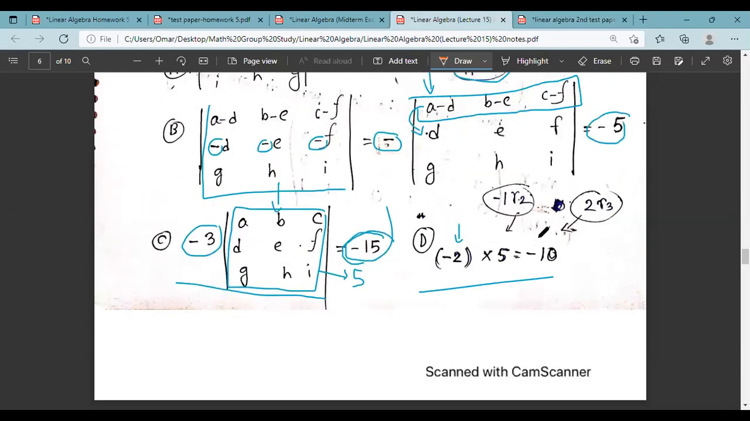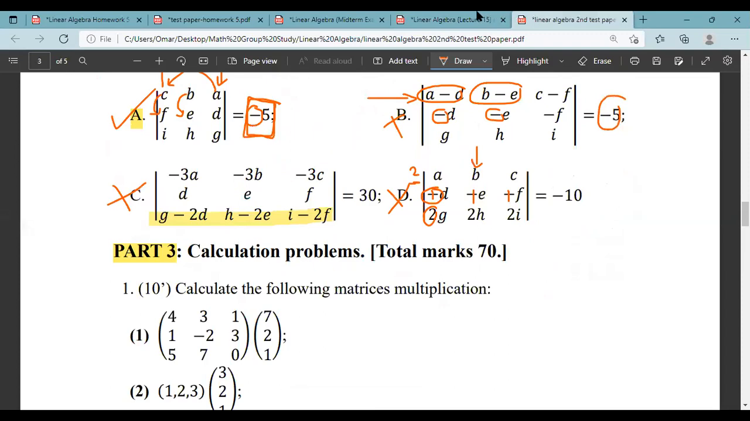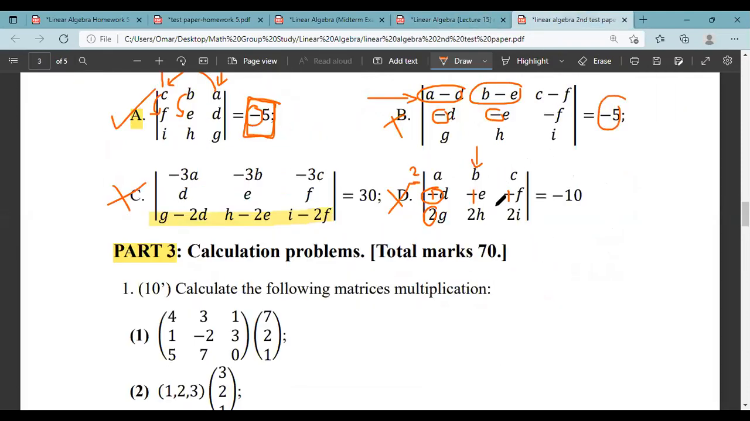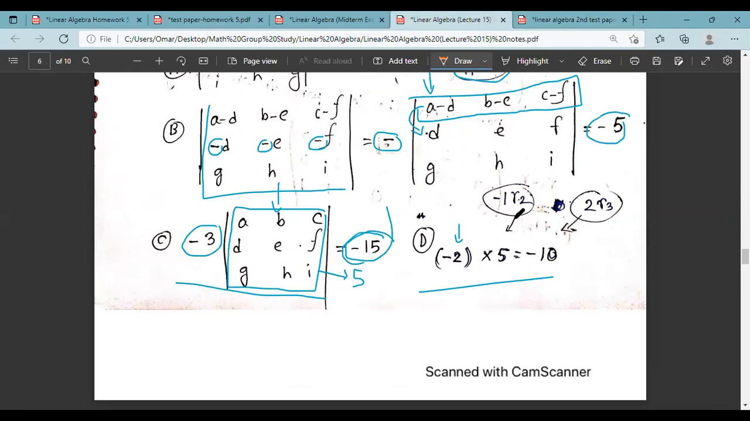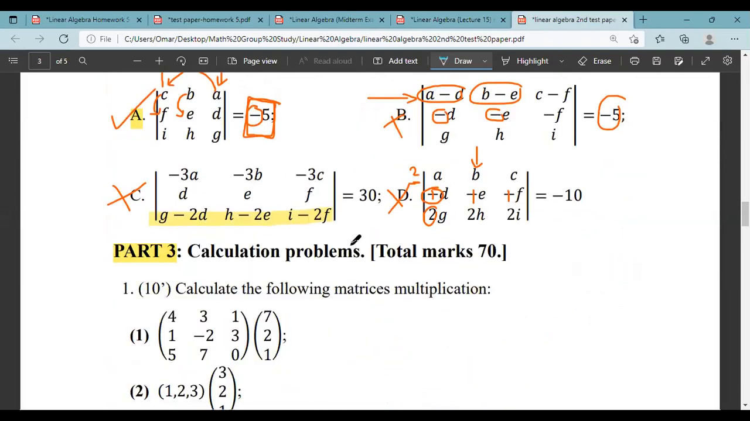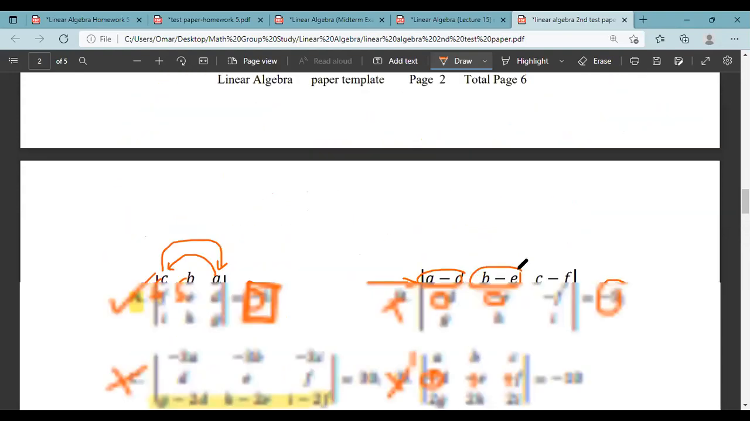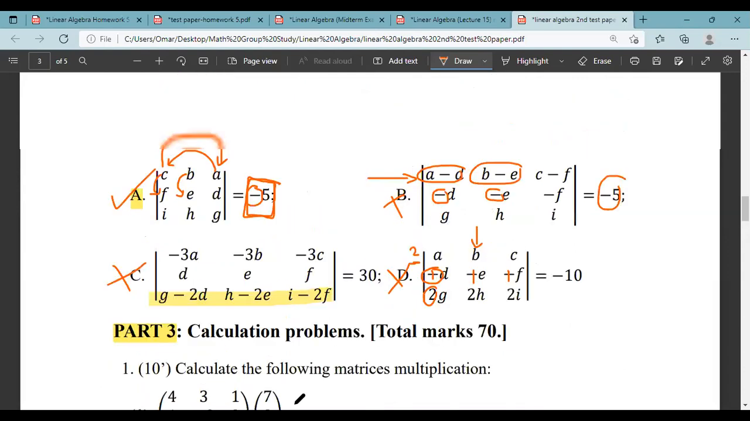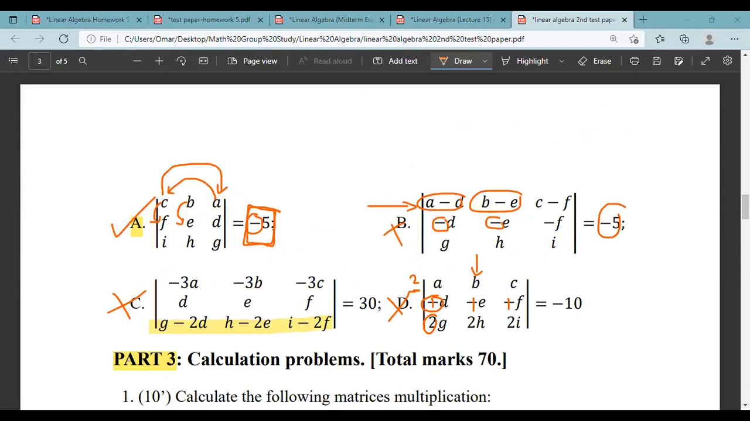Okay, minus 1 into R2, 2 into R3, yeah, minus 1 into R2. So D also is true, but I don't know why they didn't give D as false. Why have they given D as false? Let me see the answer from last year.